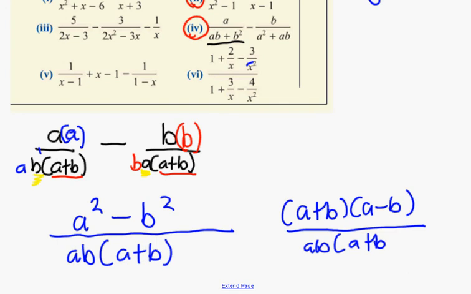Next, what happens next? And then what happens then? A minus B all over AB. Handy enough? Anybody get that one now? David and 2 people. Okay, 3 people.